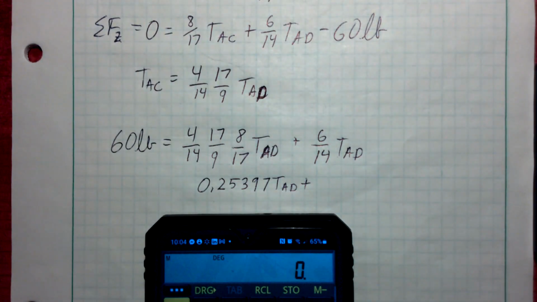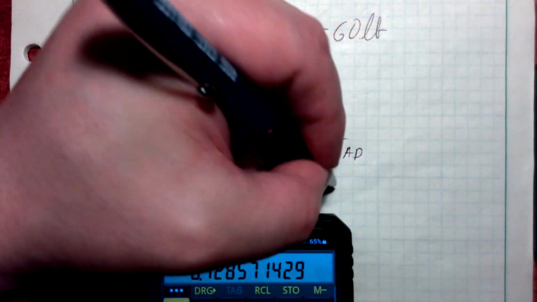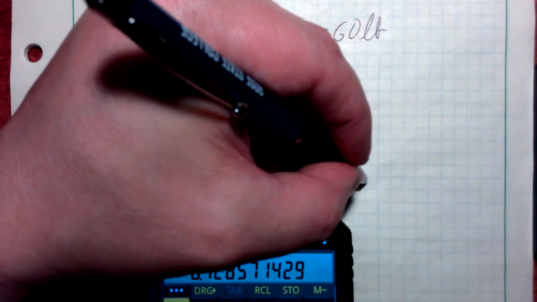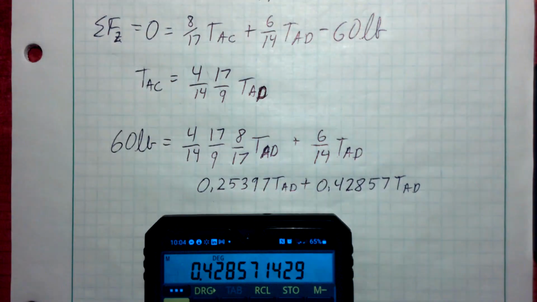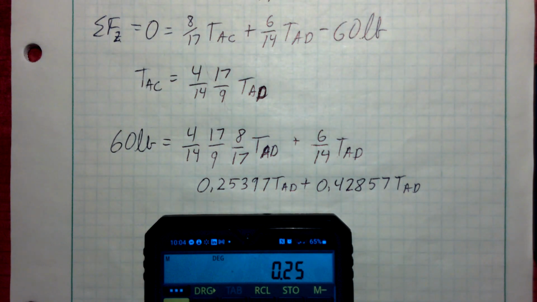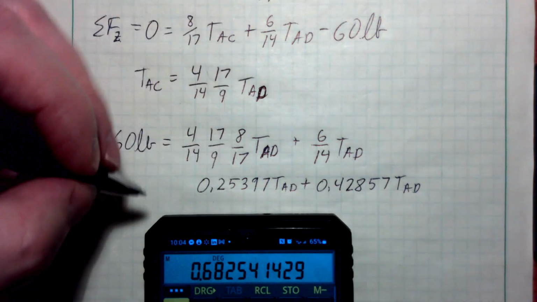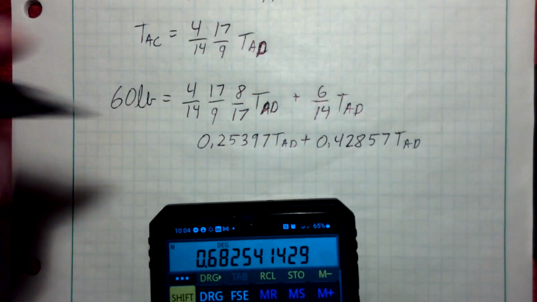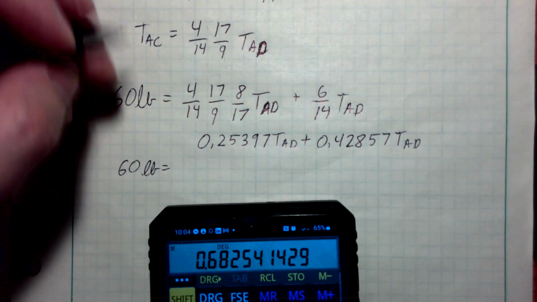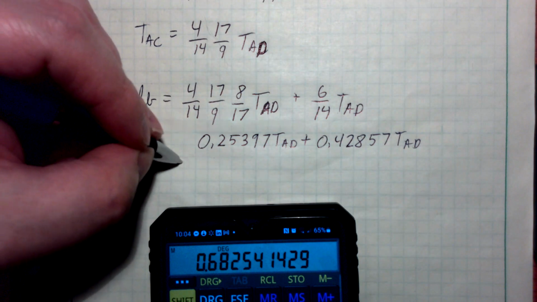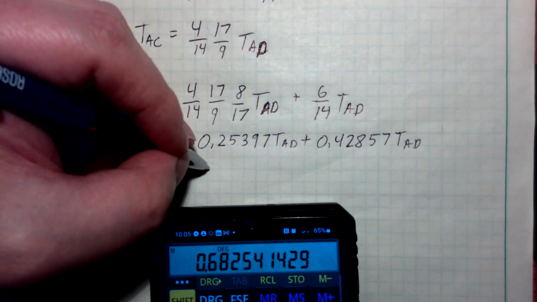And then 6 over 14, that's just 3 divided by 7. 0.42857. Add to that the 0.25397. There might have been, like, I didn't try to do it by fractions. You might have been able to have a nice discrete value for that. A rational value, I don't know.